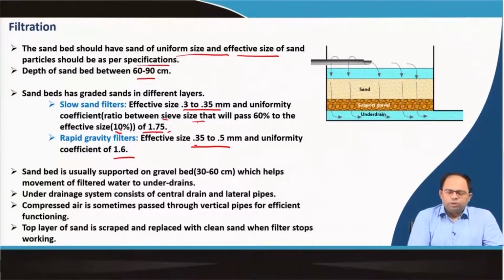So, the sand bed is usually supported on a gravel bed of 30 to 60 centimeter, which helps movement of filtered water to the under drain. As you can see, there is the under drainage pipeline, and we have this gravel which is supporting the sand. So, water passes via the sand, via the gravel into the under drainage system, and sometimes compressed air is used through vertical pipes for efficient functioning. Usually compressed air is used for cleaning the sand for backwashing. I will discuss that, but sometimes air is also passed to increase the movement of this water. And the top layer of sand is scraped and replaced with clean sand when the filter stops working.